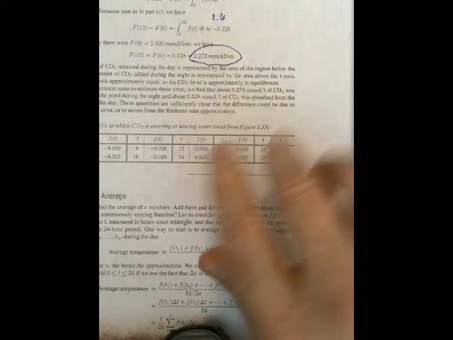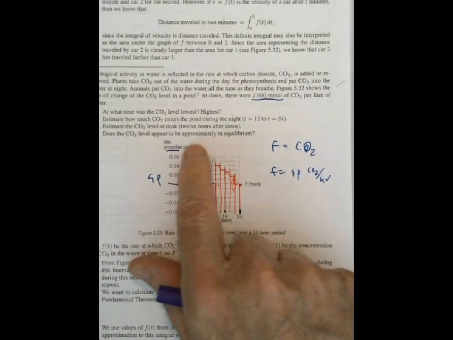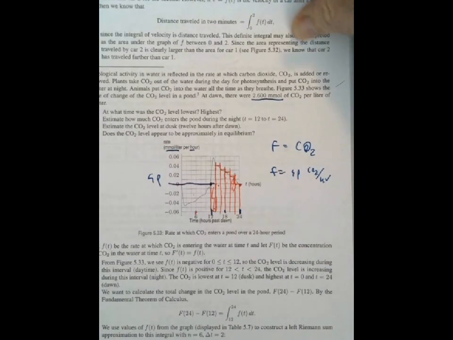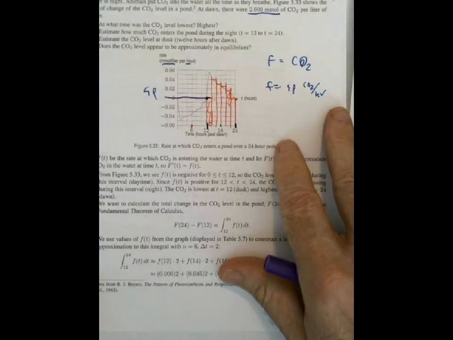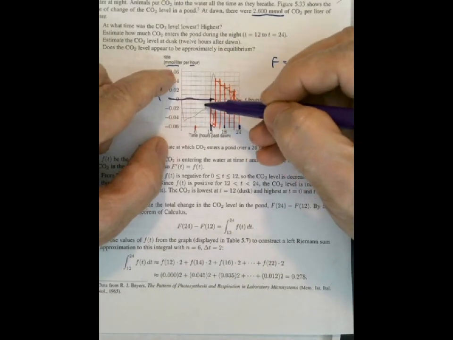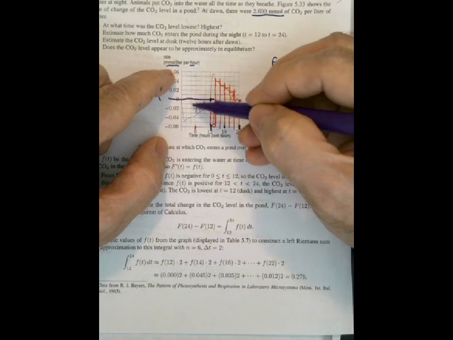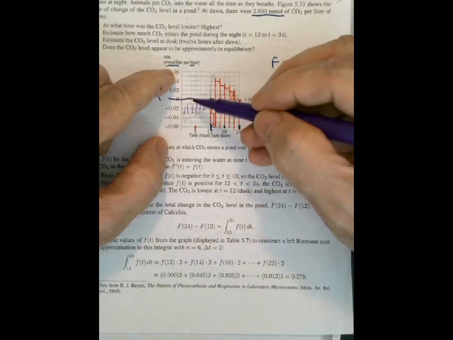Okay, so anyway, part D. That was the equilibrium question. Does the CO2 level appear to be in equilibrium? And the answer is more or less. I've kind of drawn it over here, but you're going to see this area, which is the area under the curve, not this, you understand. This is the area under the curve. That's the negative area that we just measured, right?